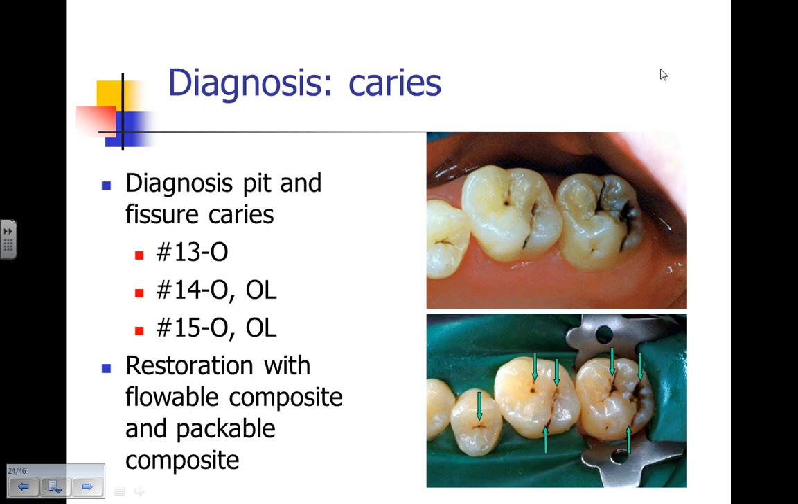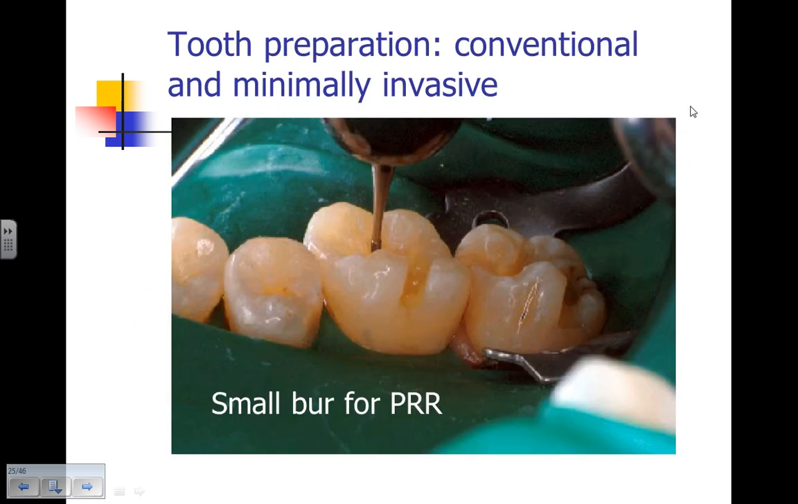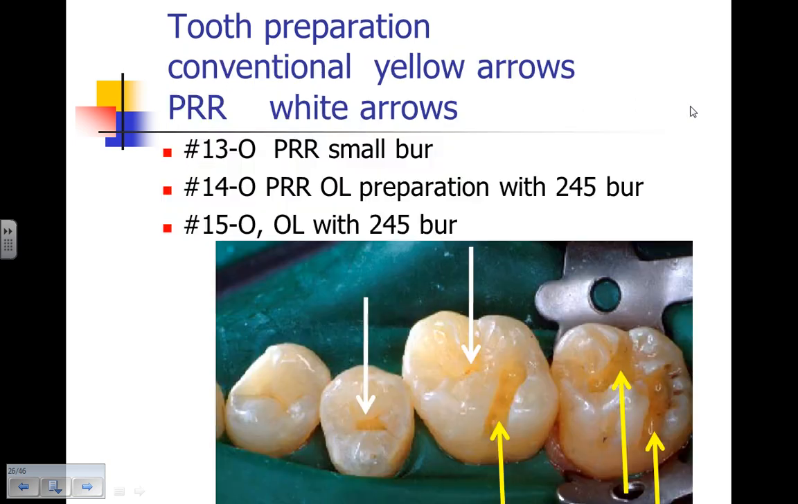What about when you have frank caries, caries that's present? For this case, we're going to actually mix and match our preparations depending upon the extent of the caries in the premolar, second premolar, first molar, and second molar. Our cavity preparation for the fissurotomies for the preventive resin are done with a very, very small burr. For our other portions of the preparation where the caries is more extensive, we can use our 245 burr. And so we have a mix on the first molar, both a preventive resin preparation and a conventional OL preparation.